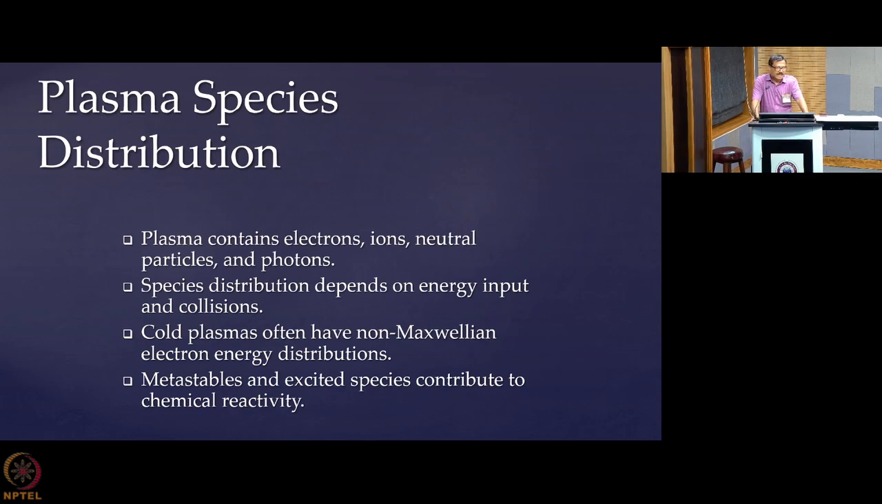Now, metastables and excited species contribute to the chemical reactivity. I have told repeatedly that these metastables and excited species can make the reactions happen at a much faster rate. So this is regarding the species distribution. What you have done is you have understood what is plasma, you have understood how we can form the plasma through basic processes. Now you know the species that have been formed, what may be the form of distribution, and what may be the constituents of the plasma.